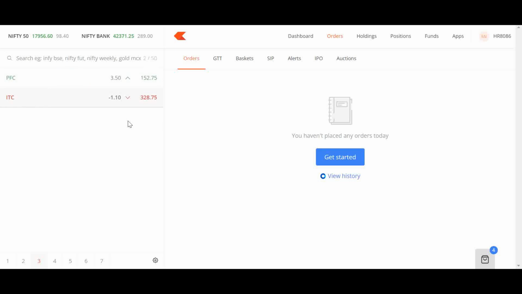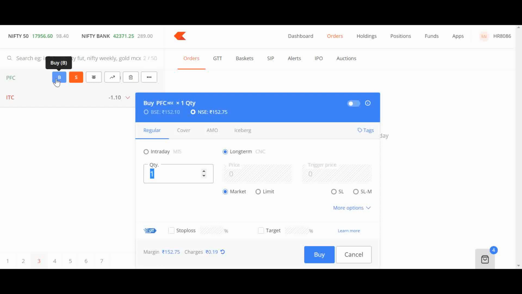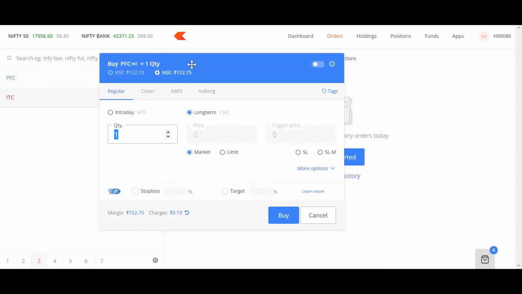Let's say I am thinking that PFC is going to give good returns in the upcoming years, and moreover I have seen some breakout based on some analysis, and I have analyzed the stock, and I think this stock has a good dividend yield record and is good for investment. Then what I will do is, let's consider the market is running. After market open, you just add the stocks to your stock list and then just click on buy. Once you click on buy, a window will pop up.